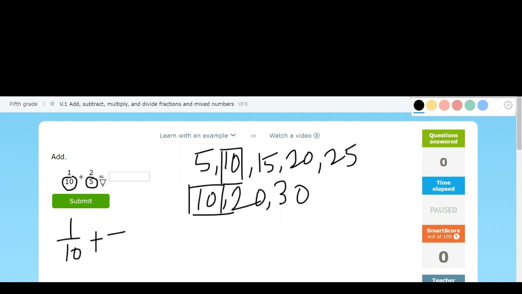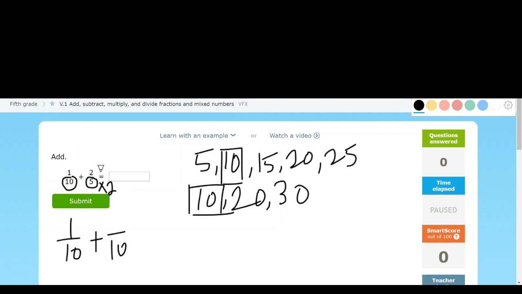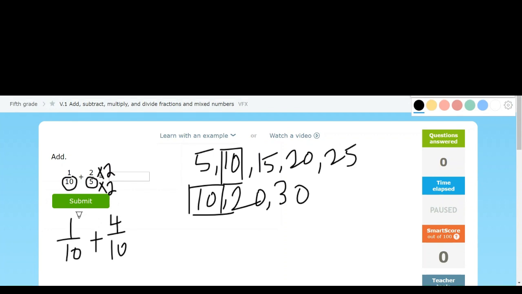How do we get from 5 to 10? Well, if we multiply 5 by 2, we get 10. But you must remember, whatever we do to the bottom, we must also do to the top. So we're also going to multiply the top by 2. 2 times 2 is 4. Once you get the fractions with a common denominator, we're just going to add the numerator, the top. 1 plus 4 is 5. And then the denominator remains the same.